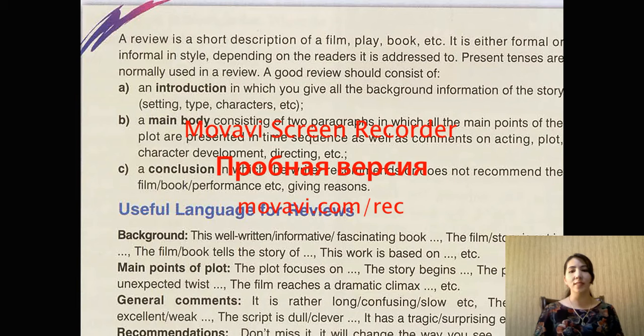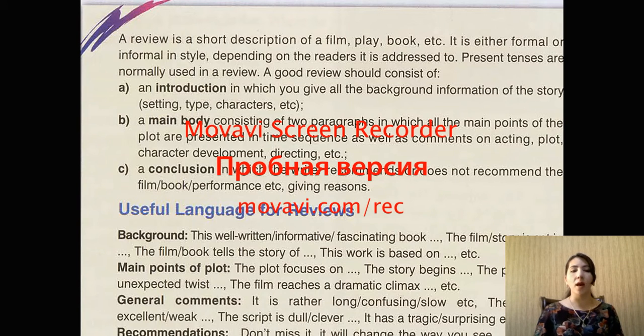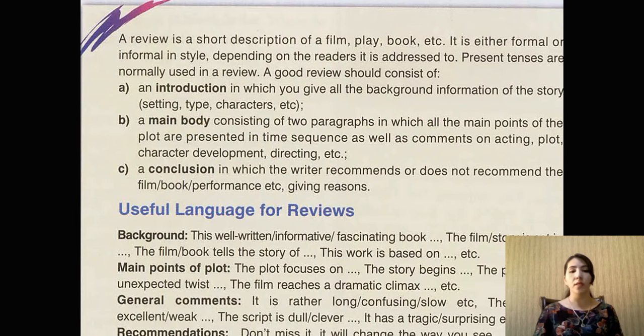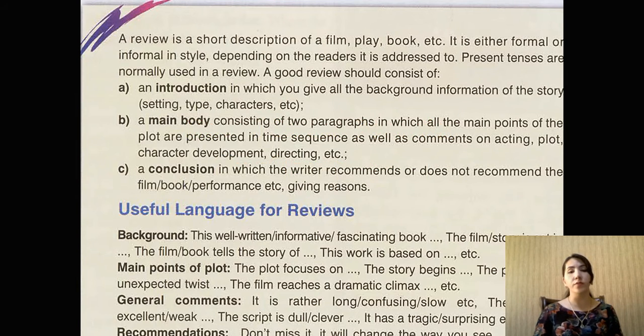A good review should consist of an introduction in which you give all the background information of the story, setting, type, characters, etc. A main body consisting of 2 paragraphs in which all the main points of the plot are presented in time sequence, as well as comments on acting, plot, character development, directing, etc. A conclusion in which the writer recommends or doesn't recommend a film, book, performance, etc. and gives reasons.